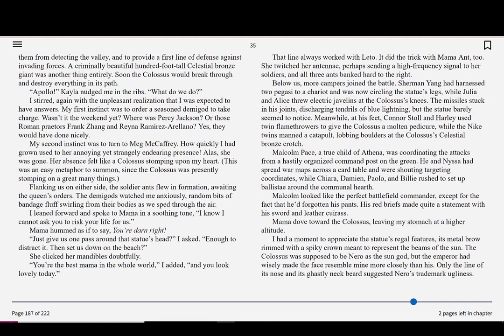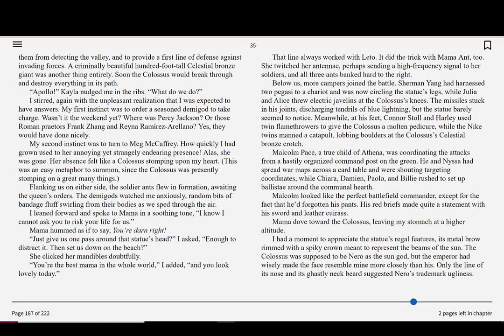I leaned forward and spoke to Mama in a soothing tone. "I know I cannot ask you to risk your life for us." Mama hummed as if to say to us, "You're darn right." "Just give us one pass around the statue's head," I asked, "enough to distract it. Then set us down on the beach?" She clicked her mandibles doubtfully. "You're the best mama in the whole world," I added, "and you look lovely today." That line always worked with Leto. It did the trick with Mama Ant, too. She twitched her antennae, perhaps sending a high-frequency signal to her soldiers, and all three ants banked hard to the right. Below us, more campers joined the battle.